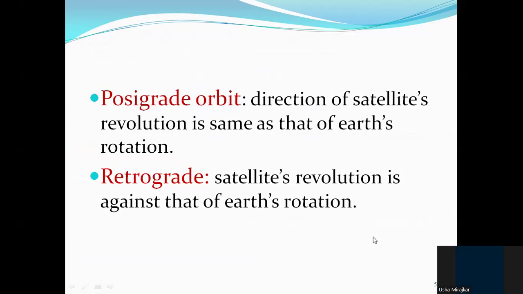Now, some of the definitions. First, the posigrade orbit. What is the posigrade orbit? If the direction of the satellite's revolution is the same as that of the Earth's rotation, then it is called posigrade. It means the satellite is revolving in the same direction as the Earth's rotation. Therefore, that is the posigrade orbit. Next is the retrograde orbit. If the satellite's revolution is against the Earth's rotation, rotating opposite to the Earth's rotation, then that is called the retrograde orbit.